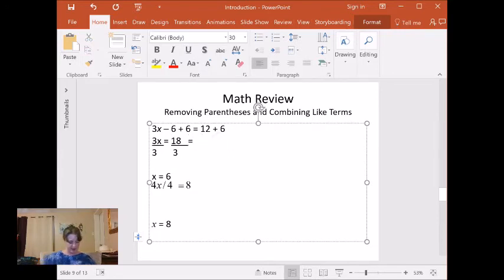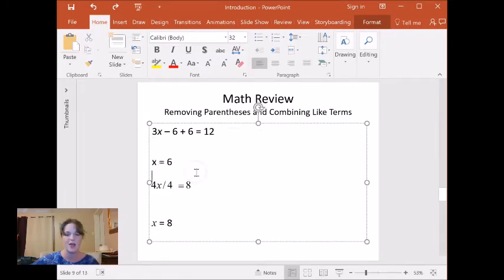You end up with x equals, well, what do we have to do? 18 divided by 3 is 6. So in this case, x equals 6. Go back in time so we can do the next one.